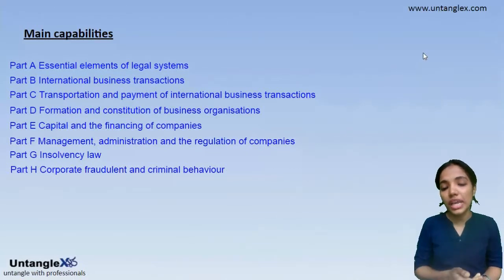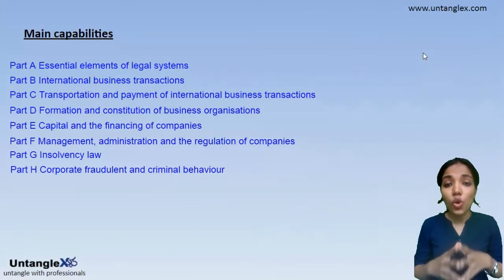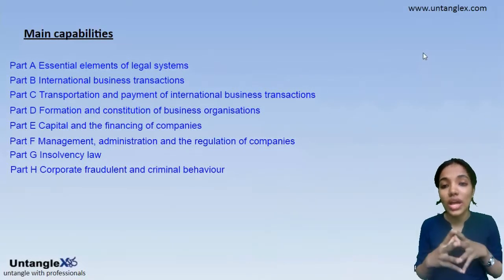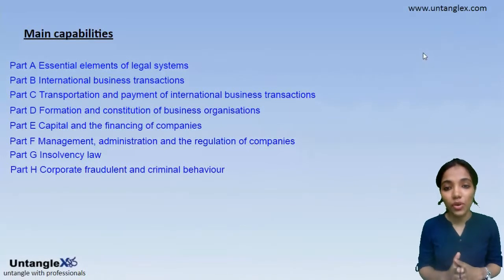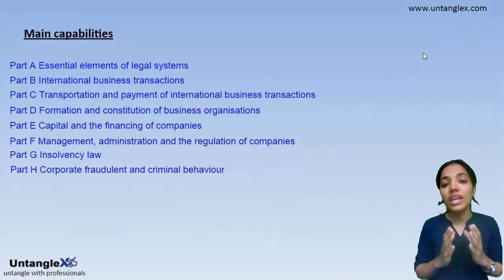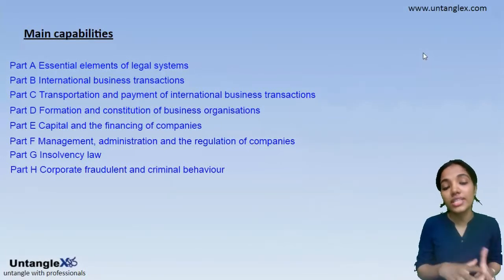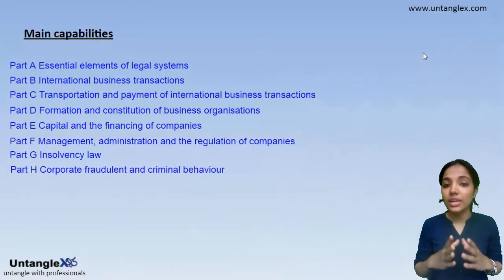We have parts A to H. Part A, essential elements of the legal system. It talks about what law is, criminal law and civil law, and also common law and Sharia law, which is important. Civil law covers the rights and duties of a person, and criminal law here relates to business, that is insider dealing, money laundering, etc.